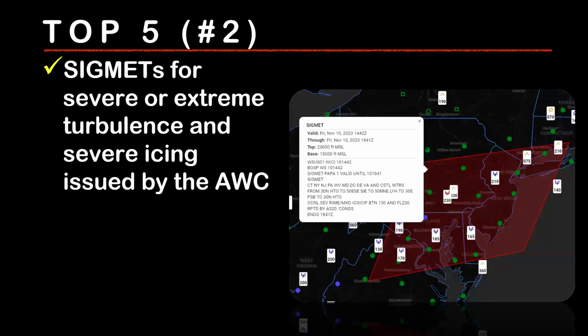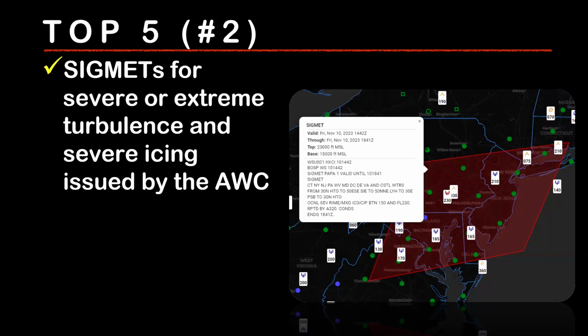And of course, the next tip is make sure that you have your SIGMETs turned on. SIGMETs, whether for severe turbulence, severe icing, or even convection, are advisories for actual conditions, meaning it's rare for a forecaster to issue a SIGMET without some ground truth, if you will. Other pilots out there are reporting severe turbulence or severe ice, as the case may be. So anytime you see a SIGMET, you know that there is an area where there are actual reports.